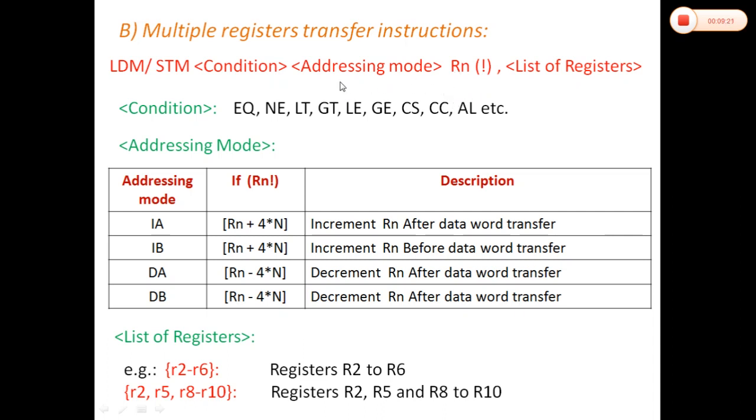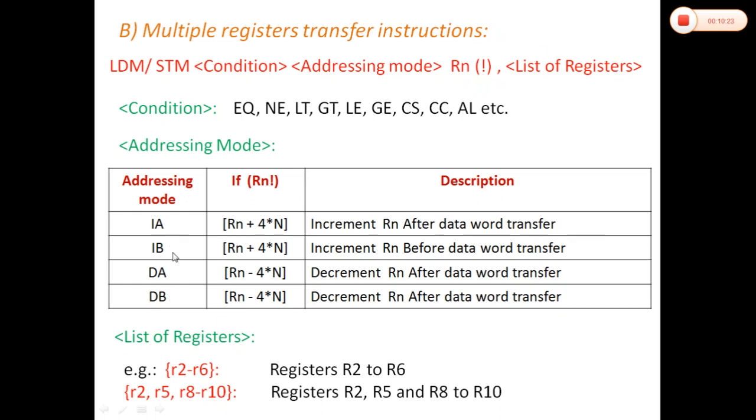The next field is the addressing mode. There are 4 addressing modes: increment after, increment before, decrement after, and decrement before. One of these addressing modes is used by this instruction during data transfer. The meaning is simply this: if the content of the registers is to be transferred to the memory, and you choose the addressing mode increment after, then the initial address given here will be incremented after storing every register to the memory location. If increment before is the addressing mode, then the address will be incremented first, and then the content of the register will be stored into the corresponding memory location.